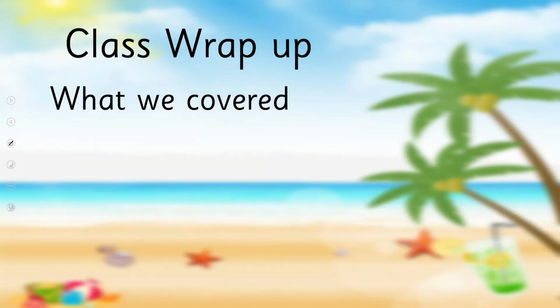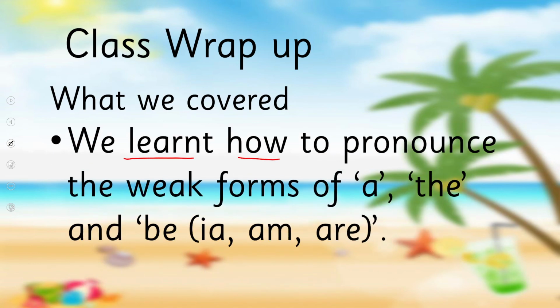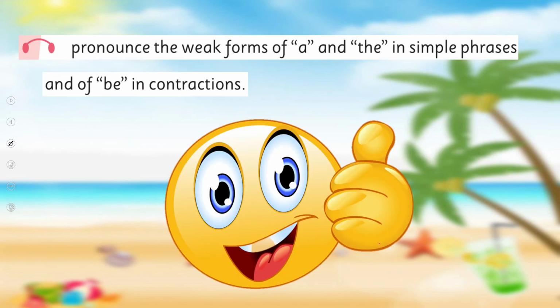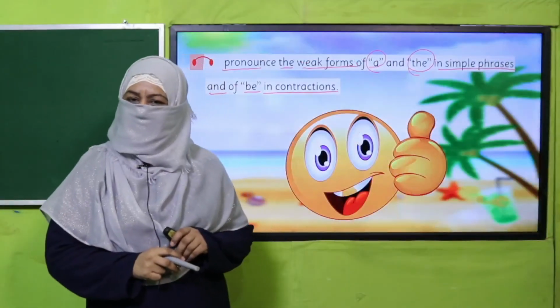So what have we learned today? We learned how to pronounce the weak forms of A, the and B, that is, am, are. So we achieved our SLO to pronounce the weak forms of A, the in simple phrases and B in contractions. Are we done with it?